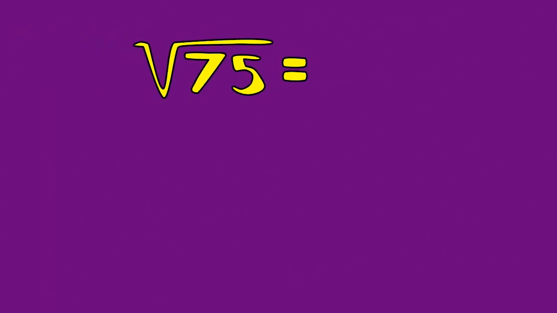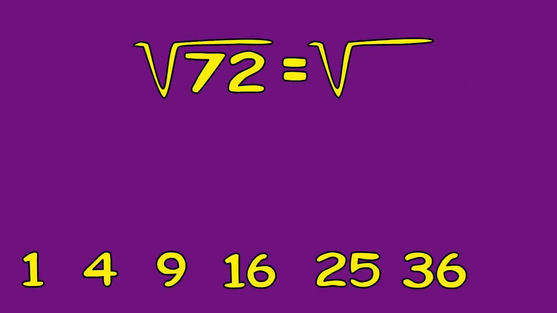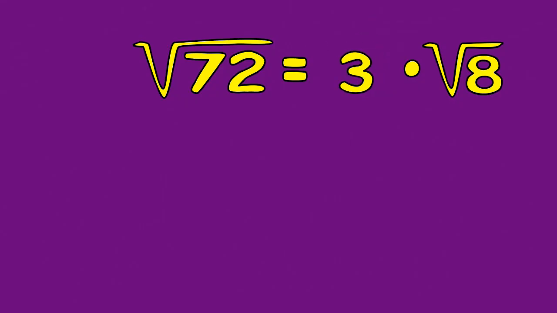The square root of 72. If you don't recognize that the square root of 72 is the square root of 36 times the square root of 2, that's okay. Just think of another perfect square to use instead of 36. For this one, let's try breaking down the square root of 72 into the square root of 9 times the square root of 8. The square root of 9 can be simplified and rewritten as 3. Now we have 3 times the square root of 8.